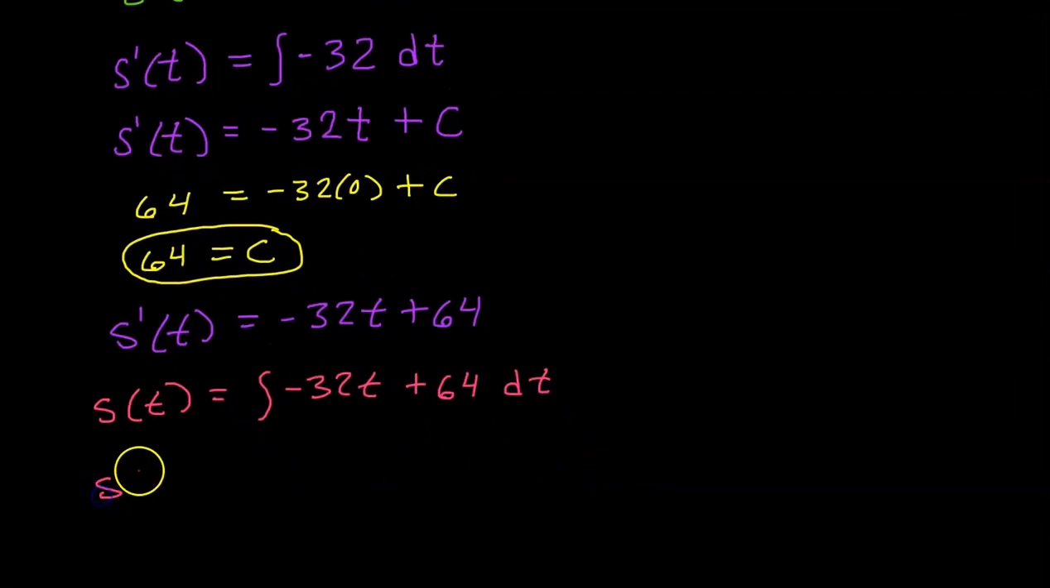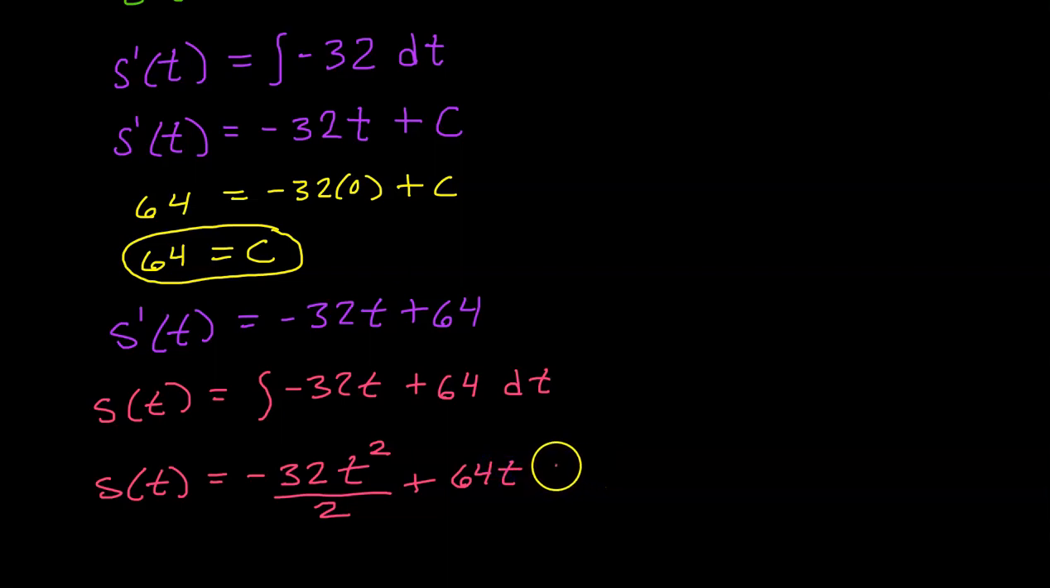So position as a function of time will equal, we're going to use the power rule of integration. So I'm going to leave the negative 32 sitting there unchanged for a moment as I increase the exponent by 1, which will give us t squared, and then divide by that new power, so divided by 2. Meanwhile, the integral of 64 will simply be 64t.